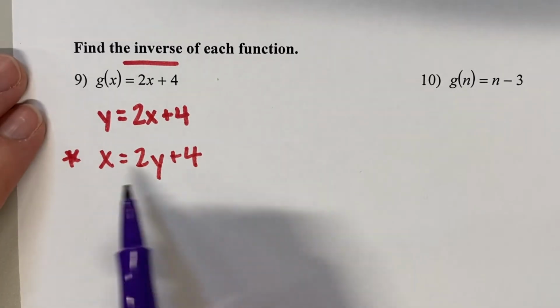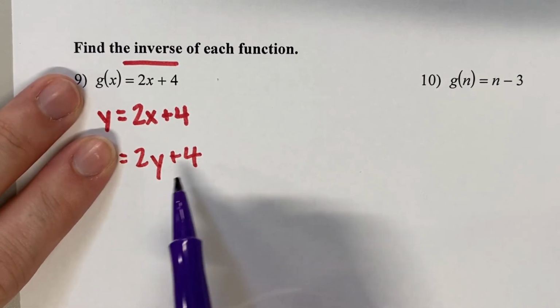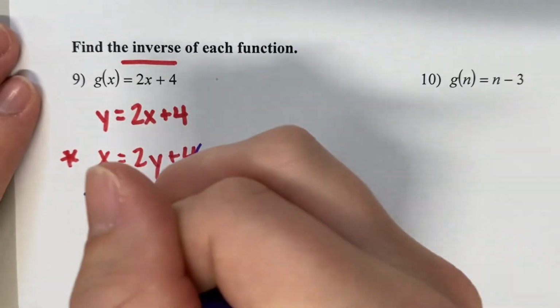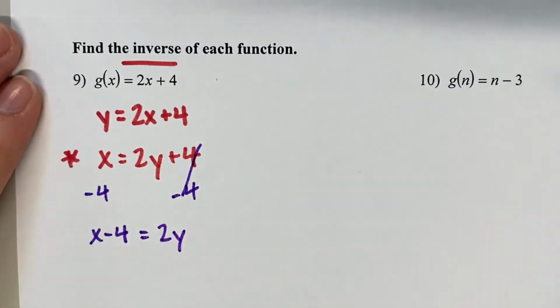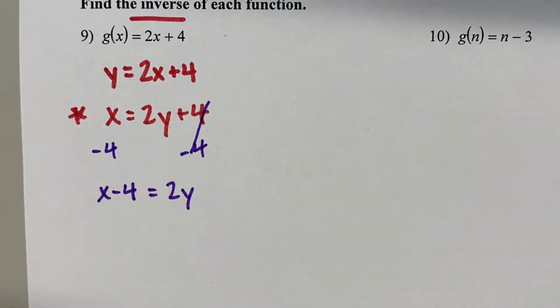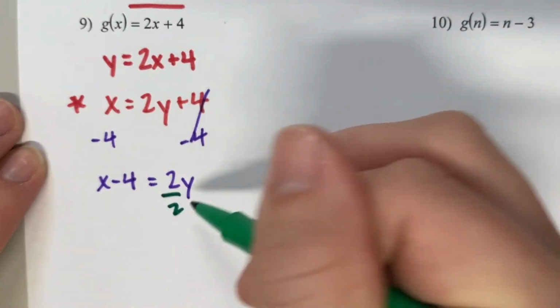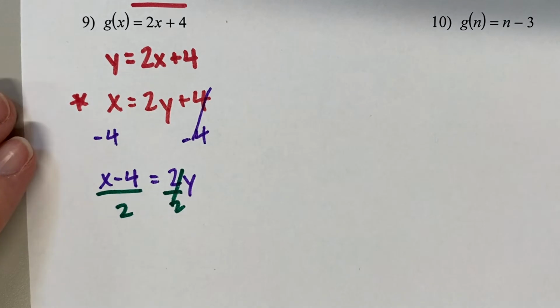Okay, so we know how to do that. We're looking at our side with our y. First thing I have to get rid of is this plus 4, so I'm going to subtract 4 from both sides. I get x minus 4, still have 2y on that side. Okay, the last thing I need to do to get y by itself, opposite of times by 2 is divide by 2.